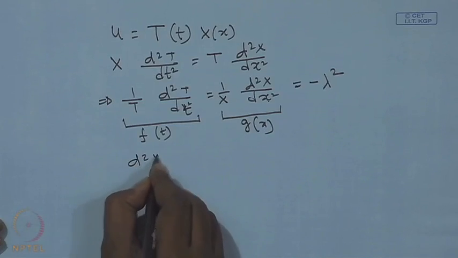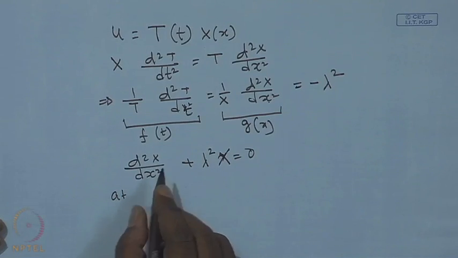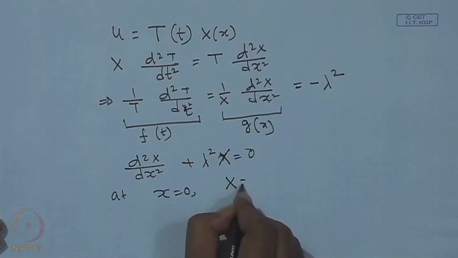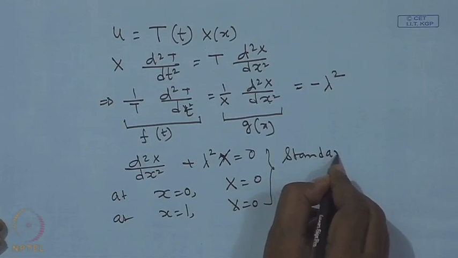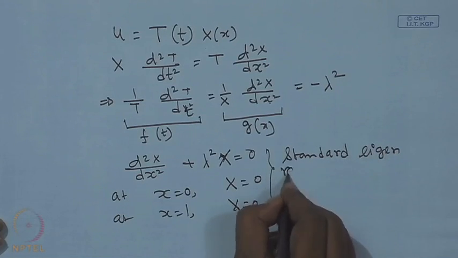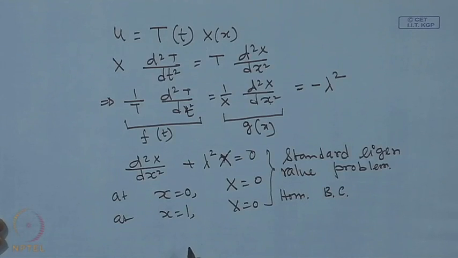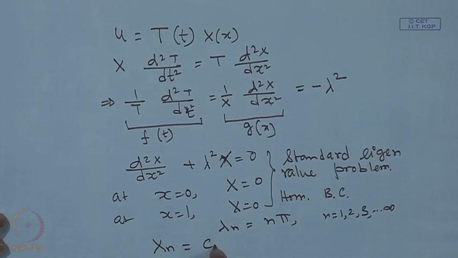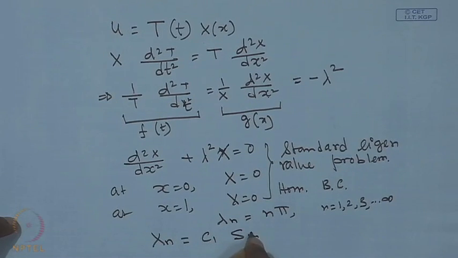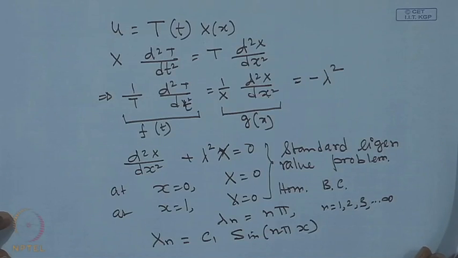So, we form d²X/dx² + λ²X = 0, and the boundary conditions are at x = 0, X = 0, and at x = 1, X = 0. So, this is a standard eigenvalue problem with homogeneous boundary conditions. Therefore, we know the solution of this problem. λn are the eigenvalues nπ, where n = 1, 2, 3 up to infinity, and the eigenfunctions are sine functions, C1 sin nπx. So, we solve the spatial part completely, we get the eigenfunctions.